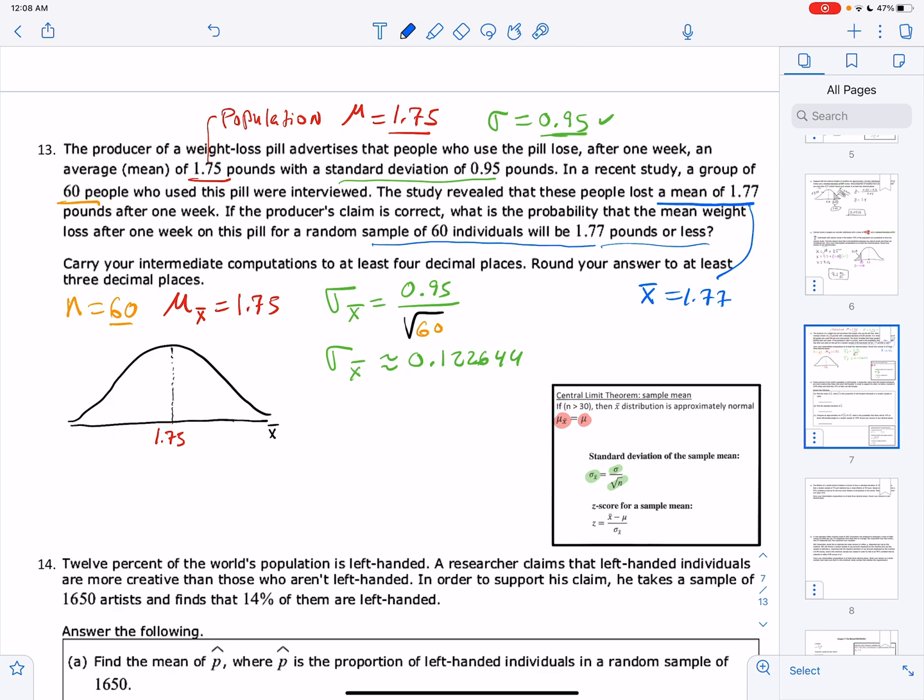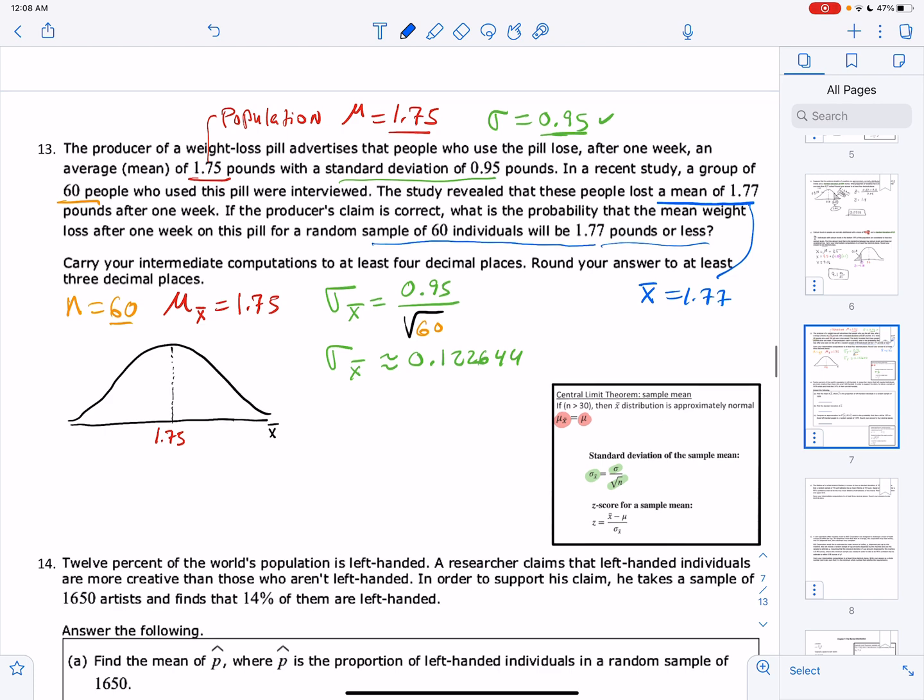So what we're looking for is 1.77 pounds. Now 1.77 is to the right of this. I'm going to write here, 1.77 is to the right of the mean. So let's kind of go like that. And it said 1.77 pounds or less. Well, that's to the left. How awesome is that? Because that'll match up with when we look it up on our z-table.